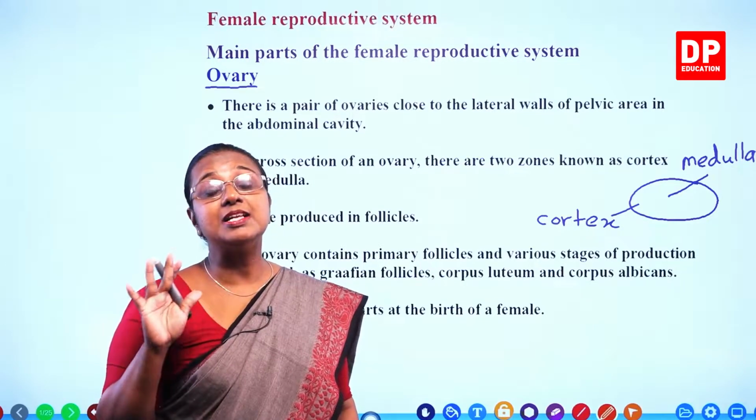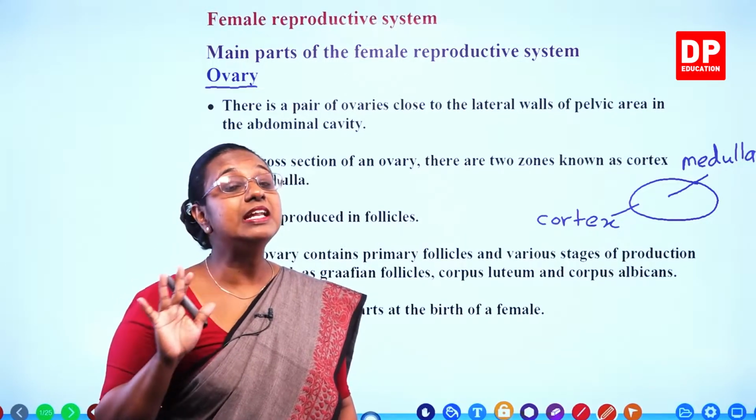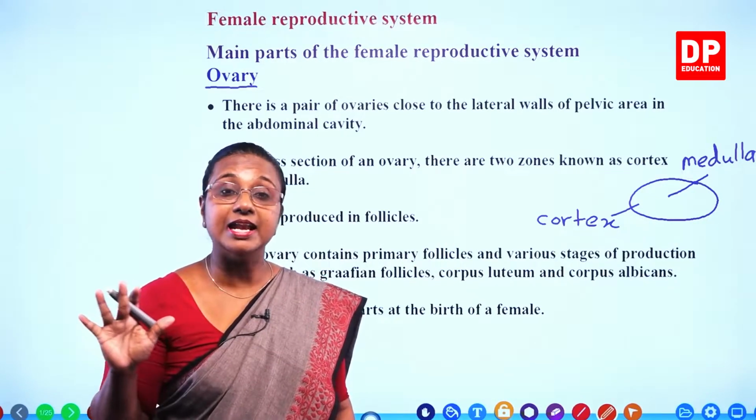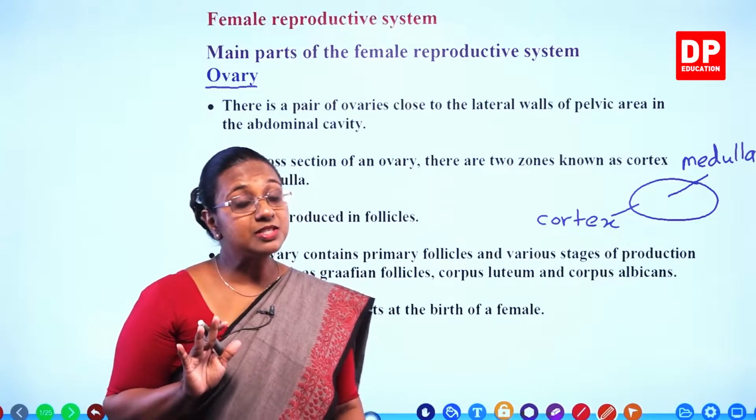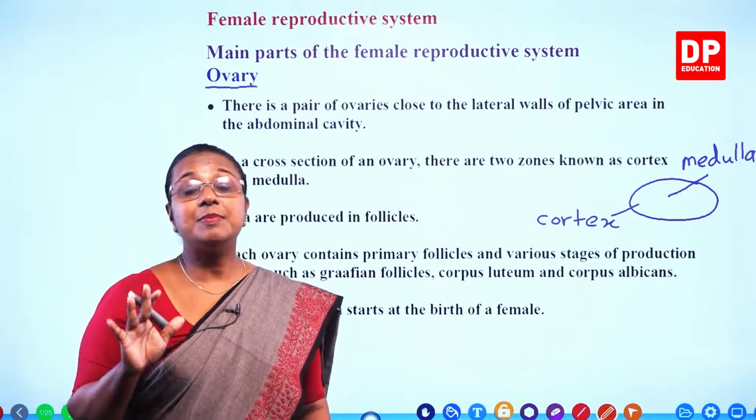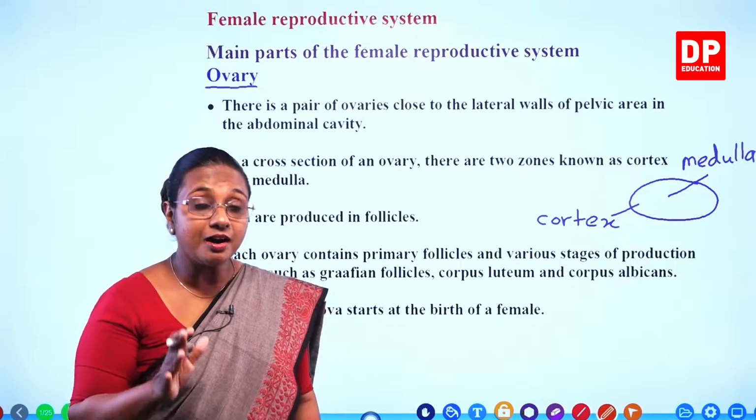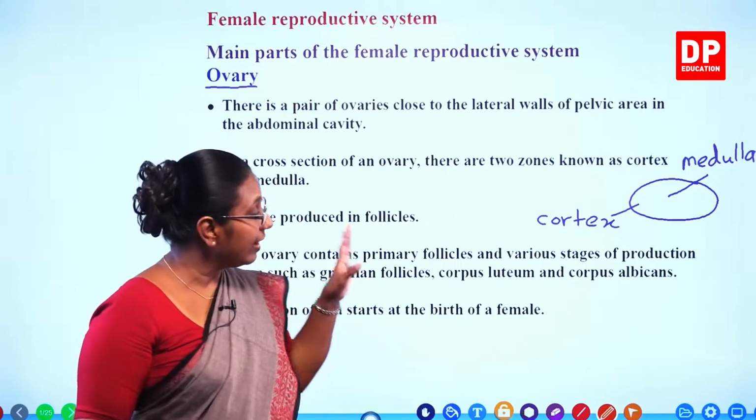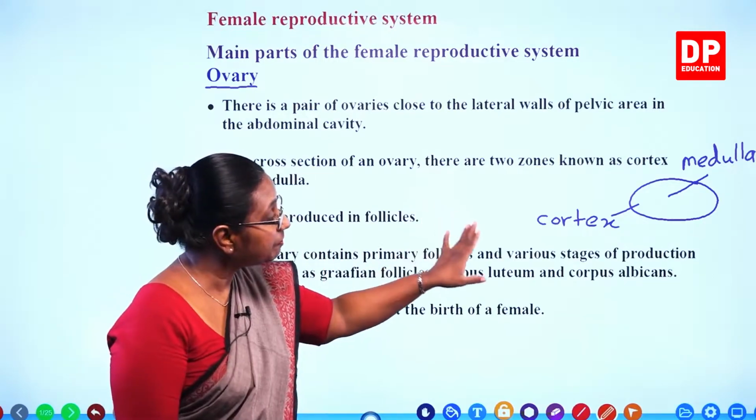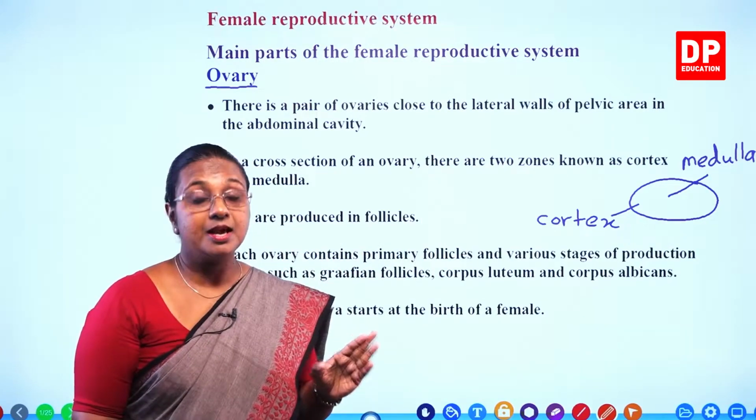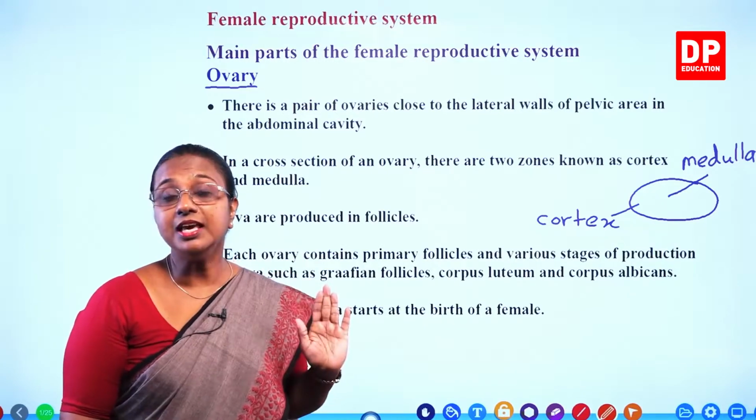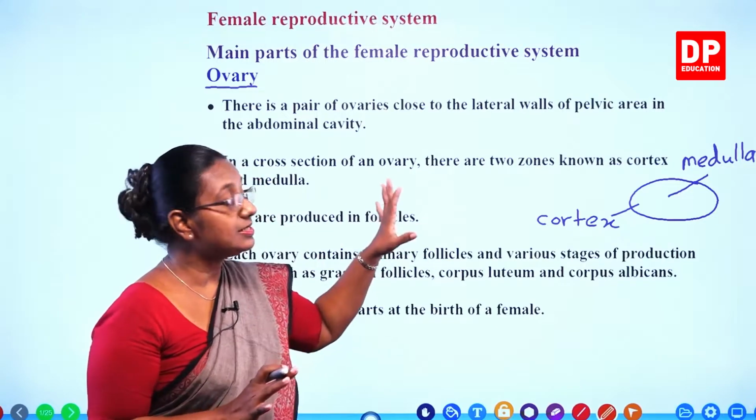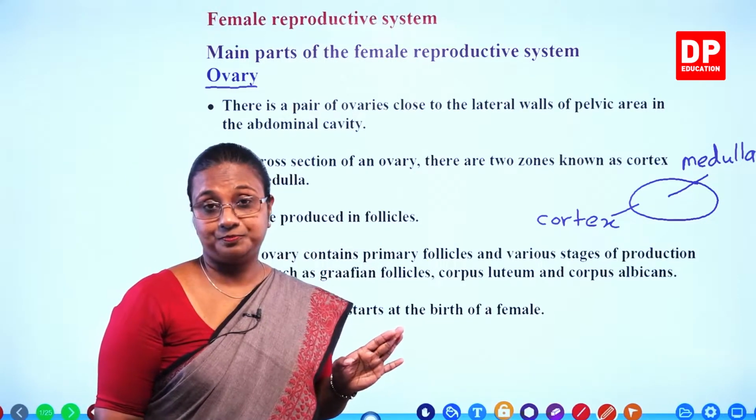When a female child is born, in the fetal stage itself, all these primary follicles are present in the ovary. You all can remember this, students. In males, the reproductive function starts after puberty or adolescence. But in females, when the child is born, the primary follicles are already present, but the function starts after adolescence. You all have to remember that. So the structure, the follicles, everything is already there.